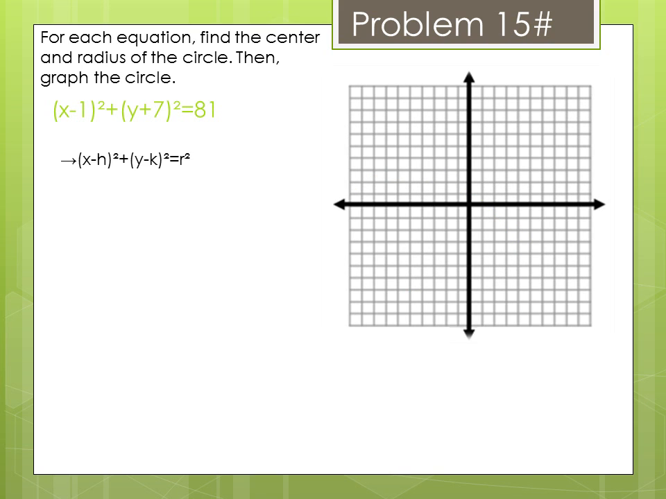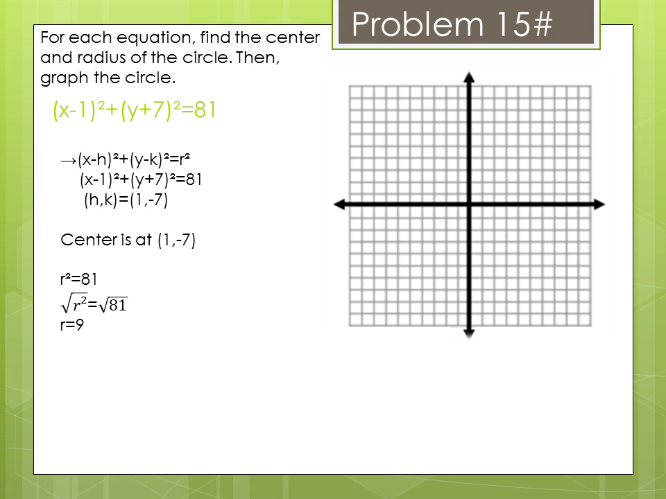Same thing. Here's the equation for a circle. Here's our equation, which is (x - 1)² + (y + 7)² = 81. And (h, k) is equal to (1, -7). So our center is going to be at (1, -7). Our radius is going to be equal to 9, since r² is equal to 81. And when you do the square root of both of these, it gives you r is equal to 9. So our radius is 9.